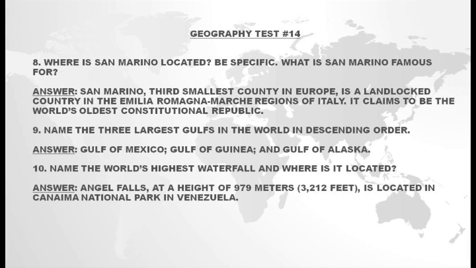And then you have the Gulf of Alaska, which is off the southern part of Alaska, off the coast of Canada. The last question, 10. Name the world's highest waterfall and where is it located? The answer is Angel Falls. It's at a height of 979 meters, or that equates to 3,212 feet. It is located in the Camaima National Park in Venezuela. I also have a photo of that I'll show you at the end of the presentation also.